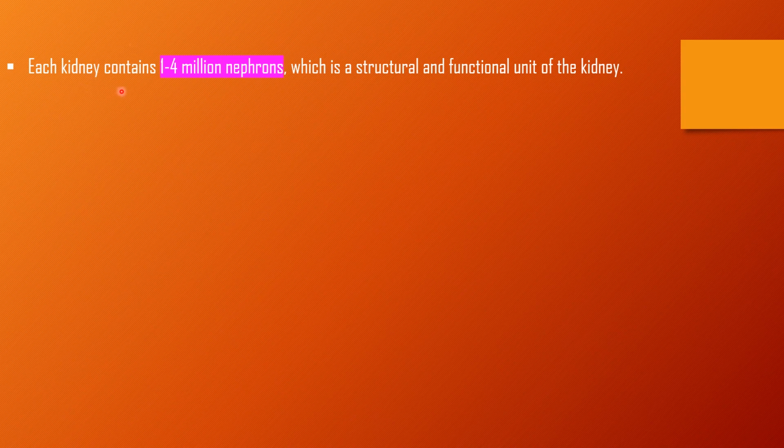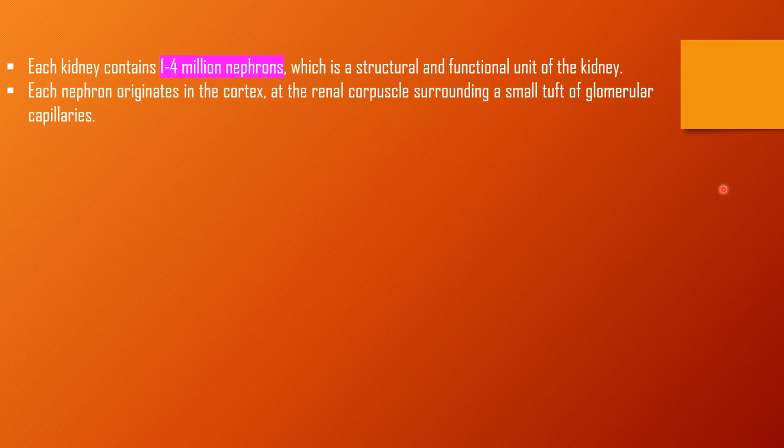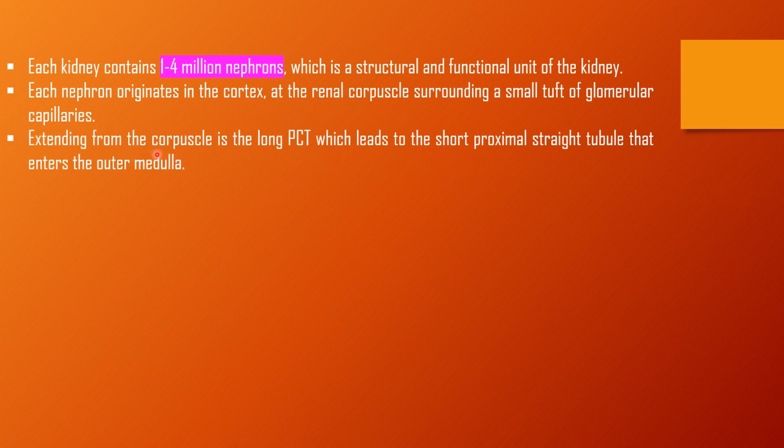Each kidney contains 1 to 4 million nephrons, which are the structural and functional units of the kidney. Each nephron originates in the cortex at the renal corpuscle, surrounding a small tuft of glomerular capillaries. Extending from the corpuscle is the long PCT, which leads to the short proximal straight tubule that enters the outer medulla.